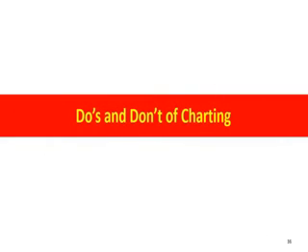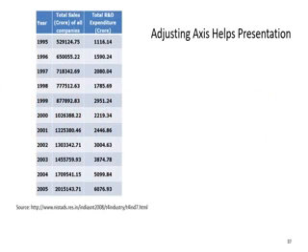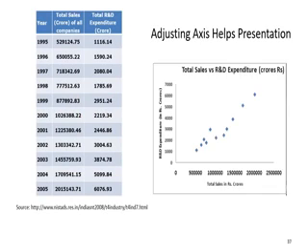Now some important matters related to charting. First is that we need to adjust the axis when we draw the graph. Sometimes this makes for better communication. For example, these are some data sets, and we have placed these values and drawn a scatter diagram. Now in this scatter diagram, this place remains empty.